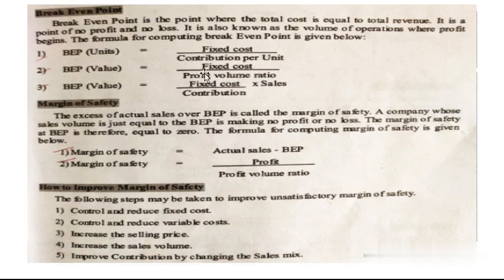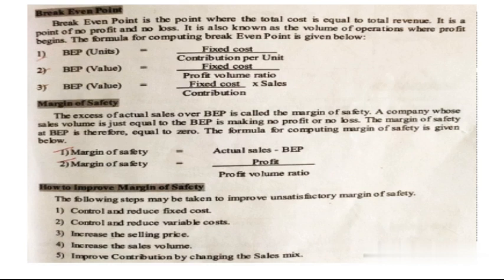For this you need to find out the profit volume ratio. The formula was discussed in the beginning of the video. Then break-even point value is equal to fixed cost divided by contribution into sales. Any of these three formulas can be used based on the situation or the problem which is given. Next is margin of safety.